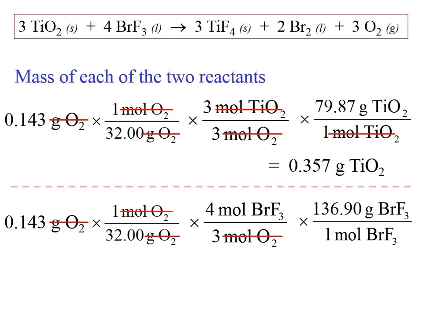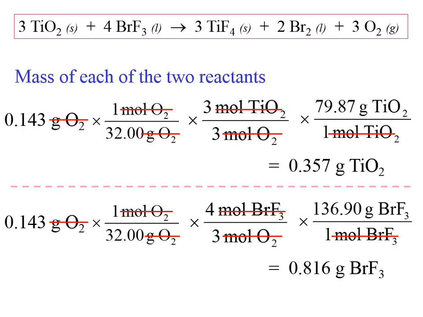We need to round according to 3 significant figures again. So 3 sig figs is 0.816 grams of BrF3. Whew, okay. For 10 more extra credit points, you have 2 problems then to do.